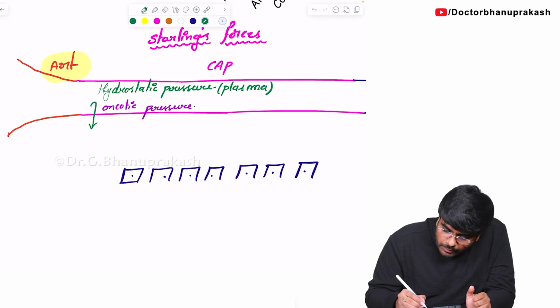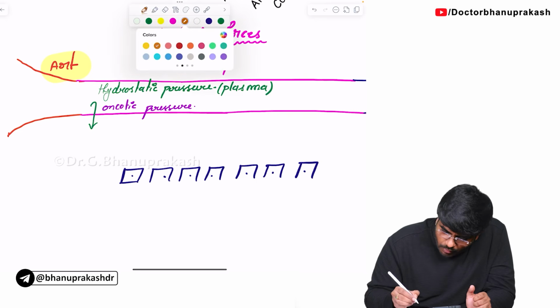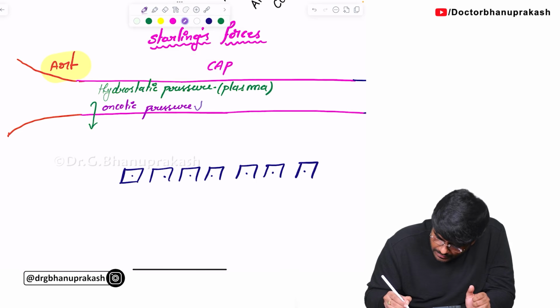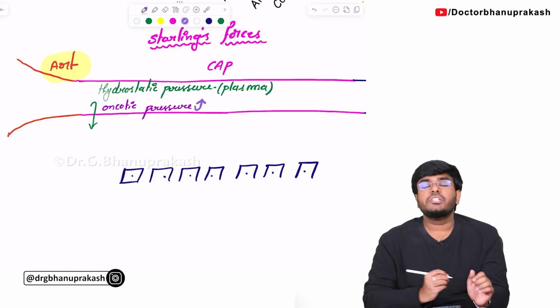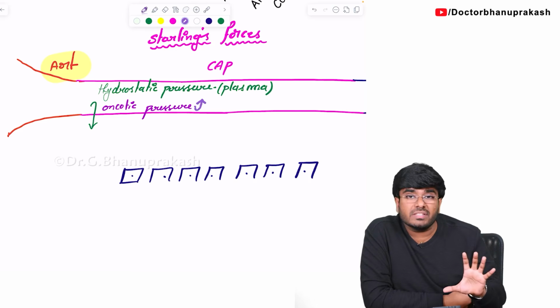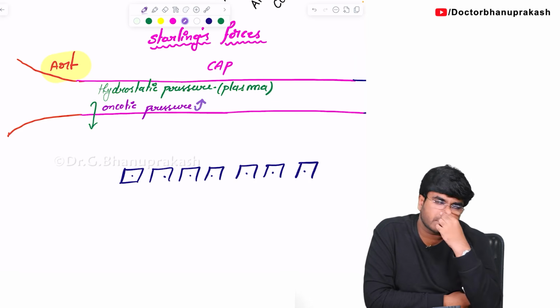But what about this oncotic pressure? Oncotic pressure is always like mom, sir. What is it trying to do? It is trying to hold the plasma in. Okay, it's like a mom. So, one is trying to kick the fluids out of the blood vessel, and the other force is trying to hold the plasma within the blood vessel. Okay, these are the two types of forces.